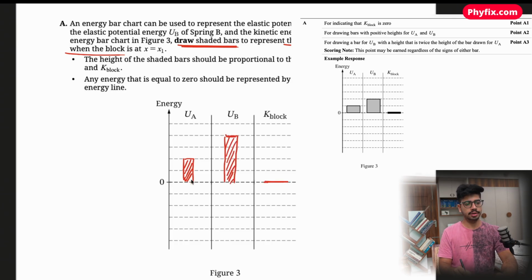So I have made this stick here, the double of that one. The potential energy in the B is the double of the potential energy in the A. There is no kinetic energy stored into that, so the kinetic energy is zero. That's why I haven't made any kind of height over there.